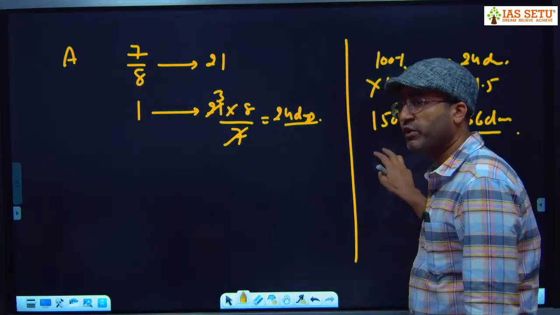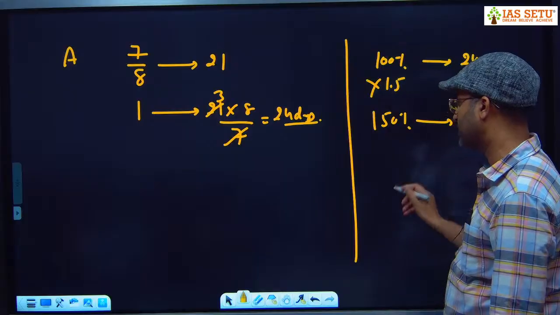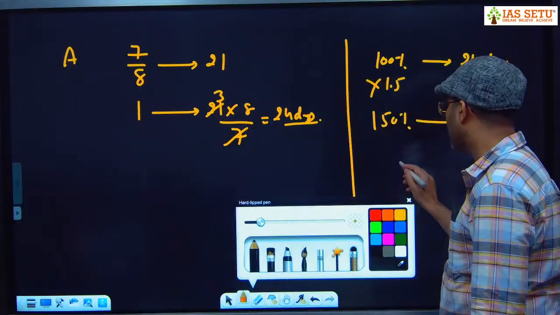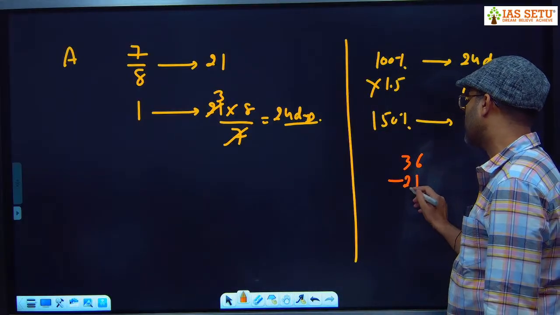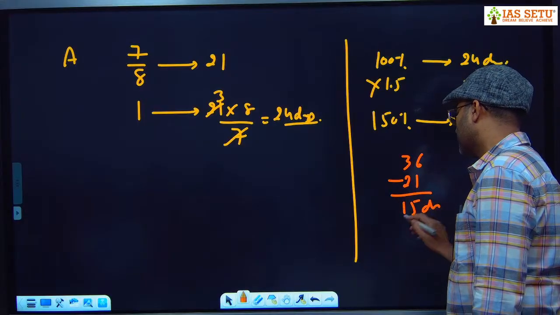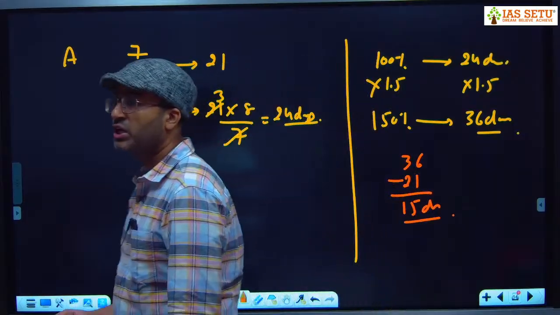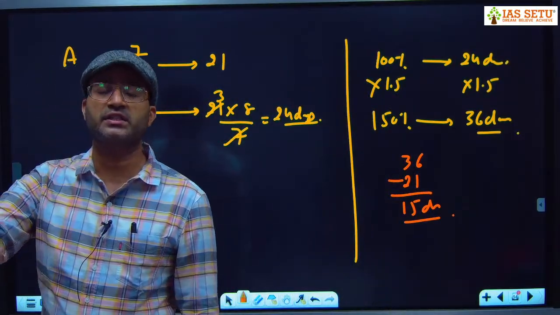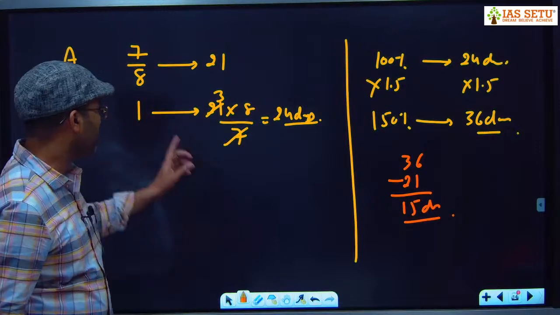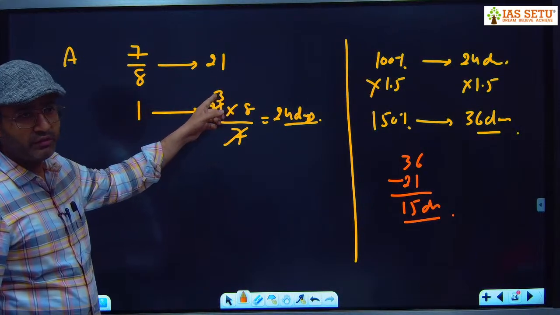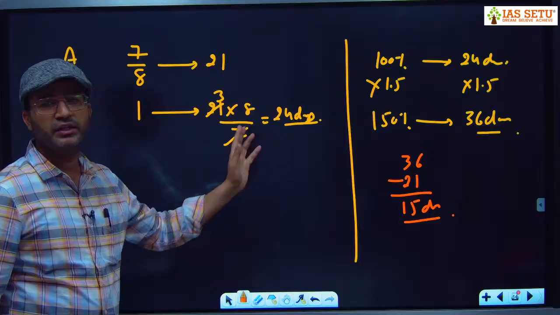To complete 150% of the work, he needs 36 days. So how many extra days will he work? 36 minus 21, 15 days. He needs 15 more days to complete the work if the quantum of work is increased by 50%. I repeat, 7/8 work in 21 days. It means complete work in 24 days.